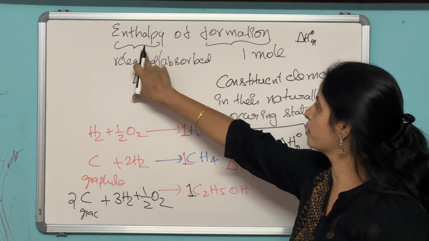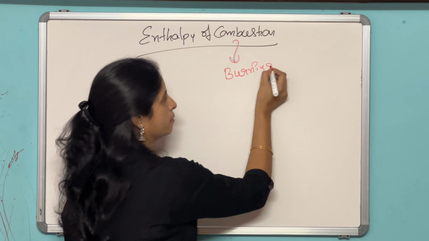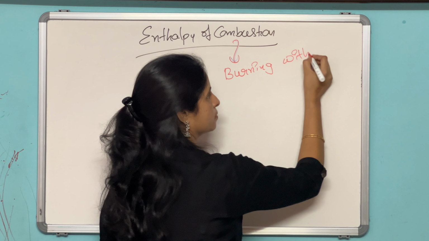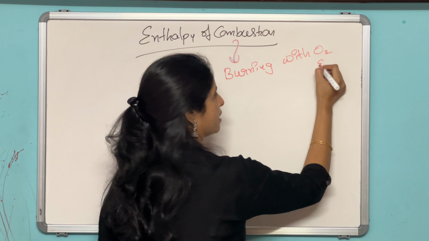Let us see what is combustion. Combustion means burning in presence of excess of oxygen. Burning with oxygen. So combustion means burning in presence of excess of oxygen. All these are very simple definitions. Enthalpy means heat change, so the amount of heat released or absorbed.